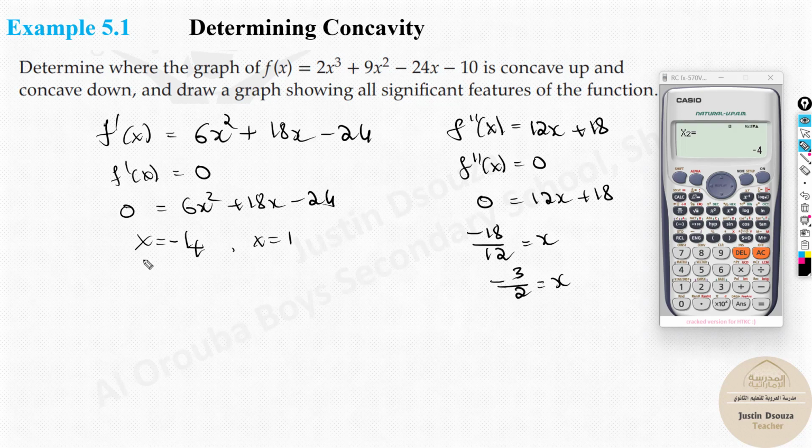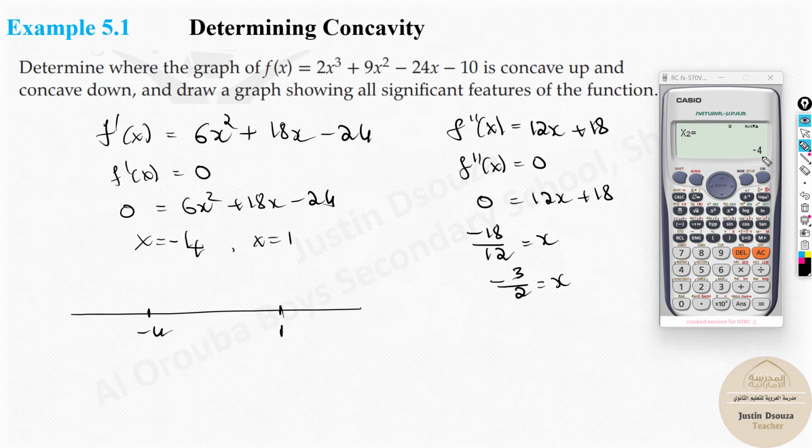Now let's do the thing we used to do in the previous problems. We will derive and find the x value, the function equated to 0. These are the x values, right? So we will mark them, minus 4 and 1. And now we have to take a test value and find whether the values are positive or negative. This indicates whether it's increasing or decreasing.